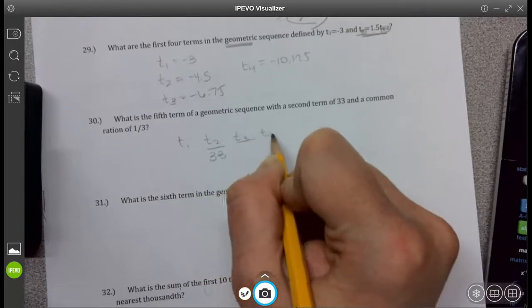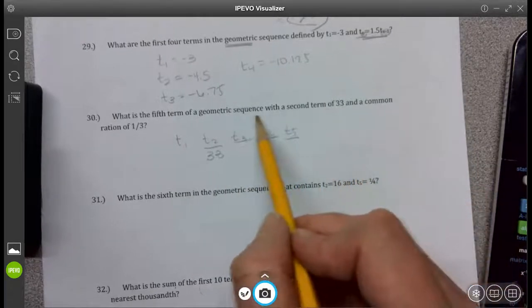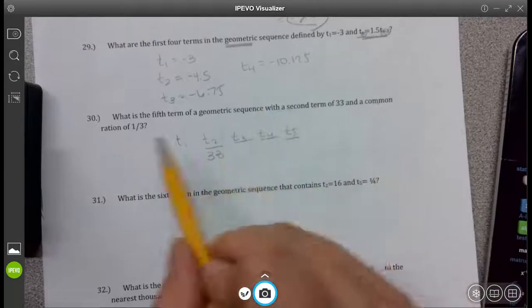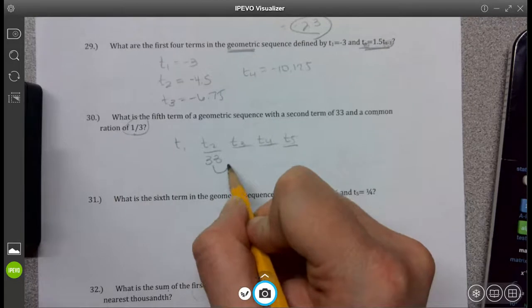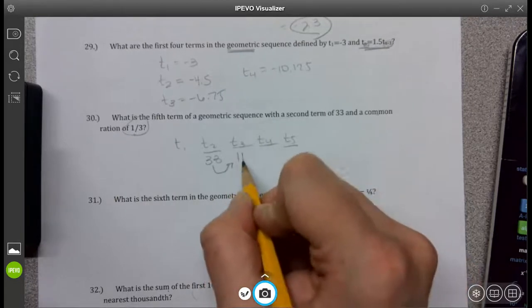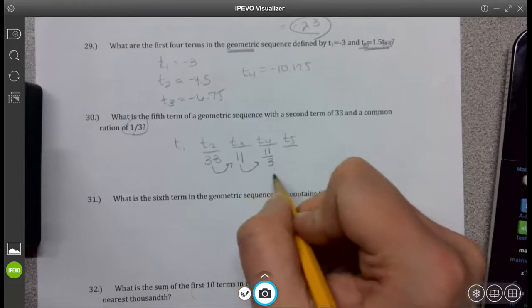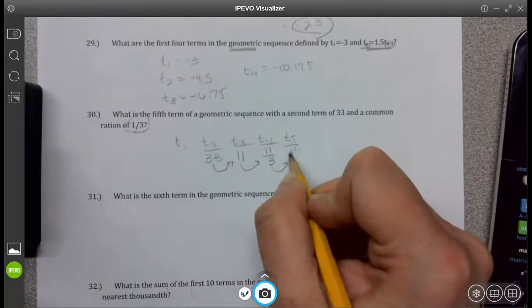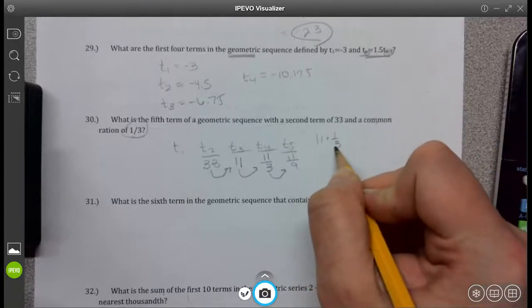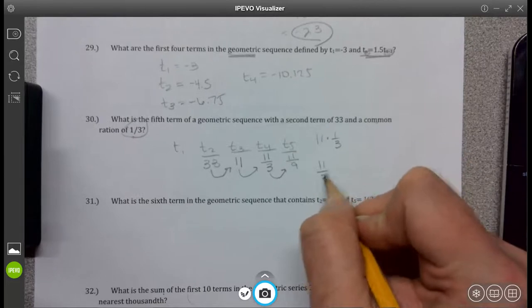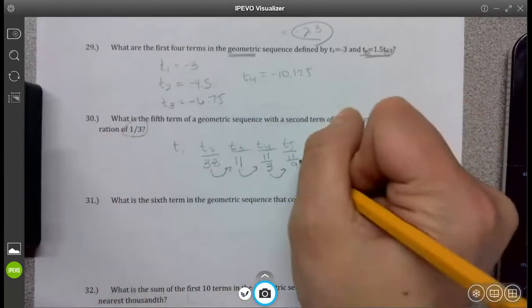They want to know the fifth term. So how do we get to the fifth term if your ratio is 1/3? If we keep going, a third of 33 is 11. A third of 11 is 11 over 3. A third of 11 over 3 is 11 over 9. And you're like, how would you do that? Just multiply by a third every time, because your ratio is 1/3. So your answer is 11/9.